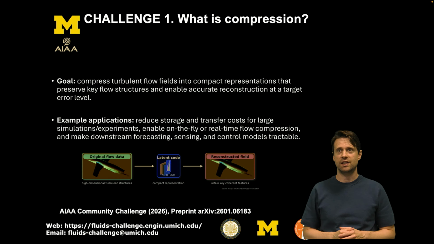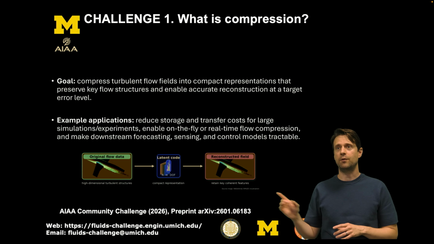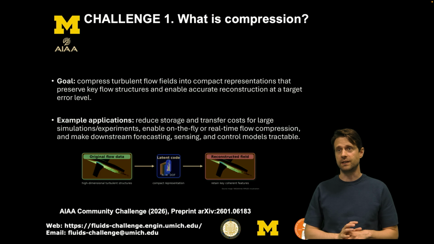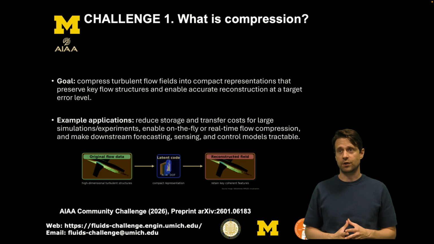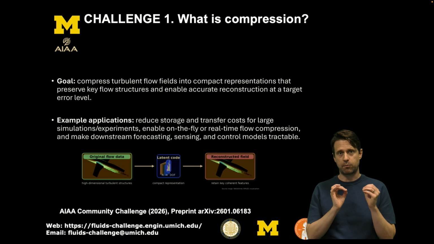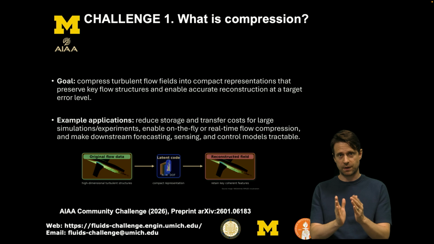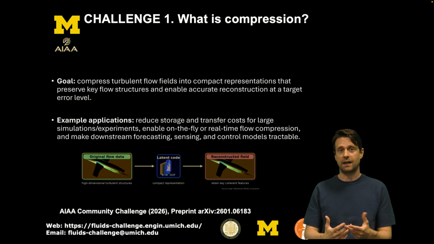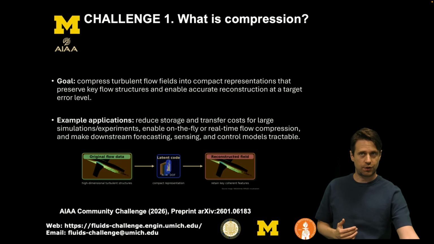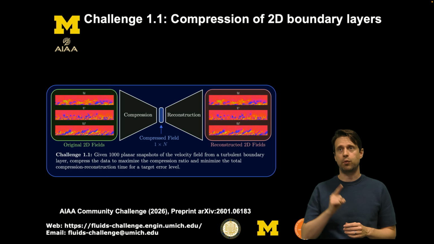First challenge has to do with compression. And down here, you can see the reference in archive, so you can actually check out the paper for full details. In general, what we want to do is to reduce the size of the data that we are storing. We focus on turbulent flows, and we're going to consider different methods such that we can really see how different approaches to reduce information, to compress, work, and how well we can actually reconstruct the original data set. So let's talk about challenge 1.1.